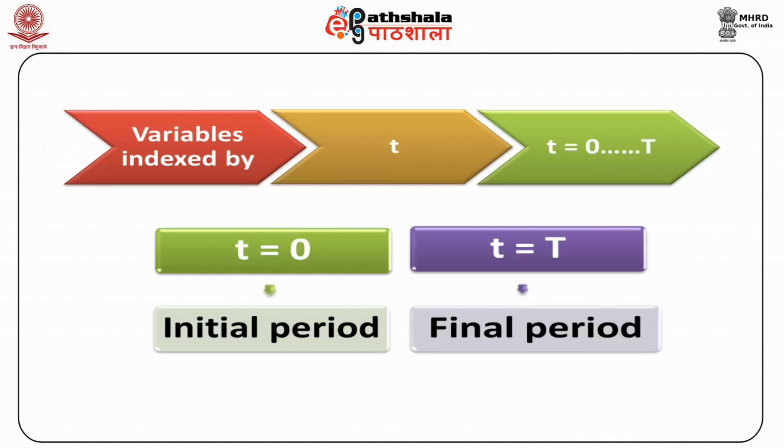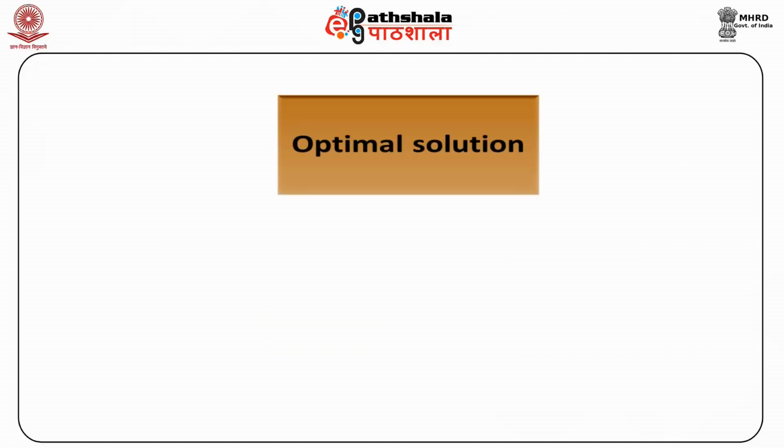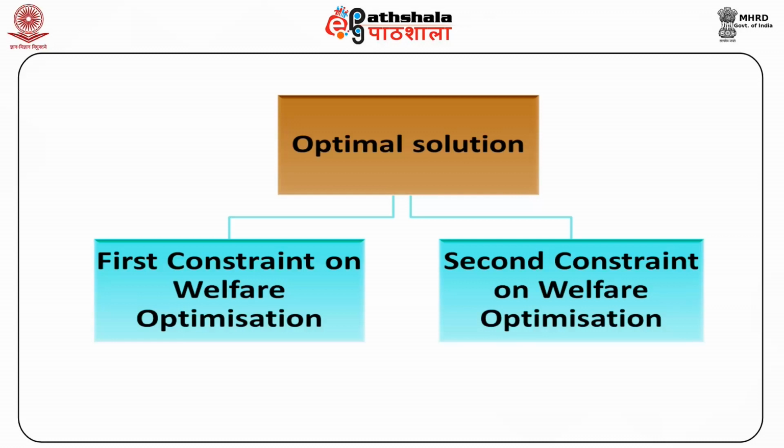In order to reach any optimal solution, two constraints must be satisfied: the first constraint on welfare optimization and the second constraint on welfare optimization.